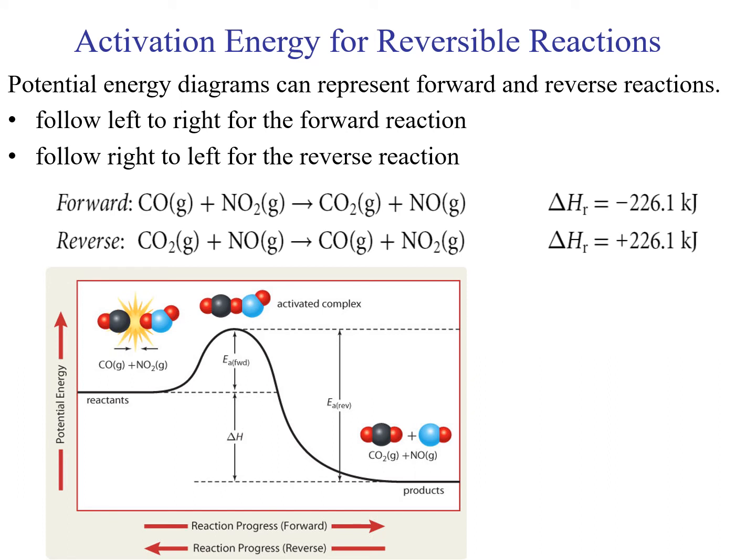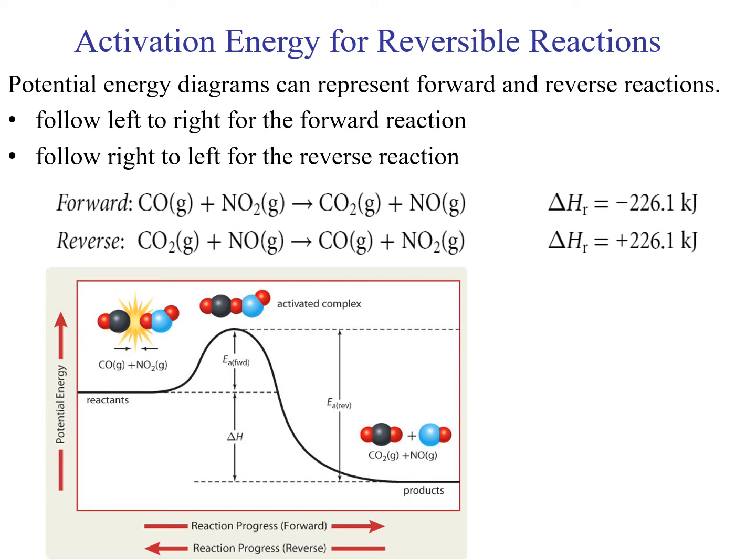In the forward reaction, carbon monoxide reacts with nitrogen dioxide to form carbon dioxide and nitrogen monoxide. Change in enthalpy is minus 226.1 kilojoules, an exothermic reaction. The forward activation energy of this reaction, denoted by E subscript A forward in the diagram, is the difference in energy between the reactants and that of the activated complex at the top of the peak.